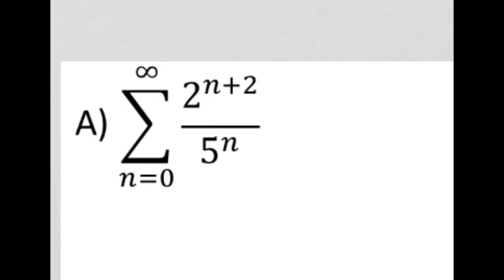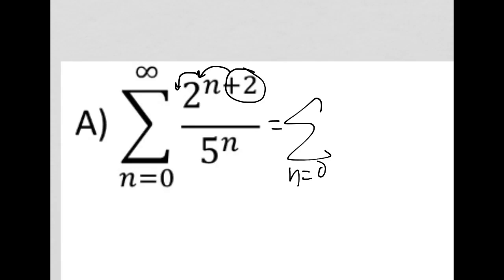The first thing I want to do is make the numerator and the denominator have the same power. In order to do so, I need to pull out this power of 2 that I have on that 2. I need to pull that out front. So I'm going to rewrite this sum, still from 0 up to infinity, but I'm going to pull that 2 squared out, which means I'll be left with 2 to the n over 5 to the n.